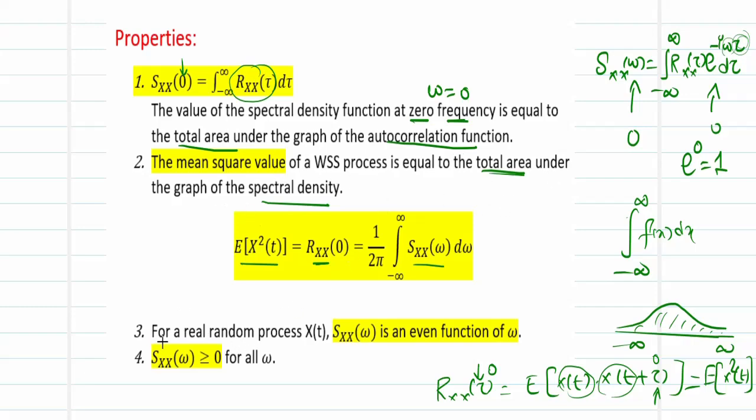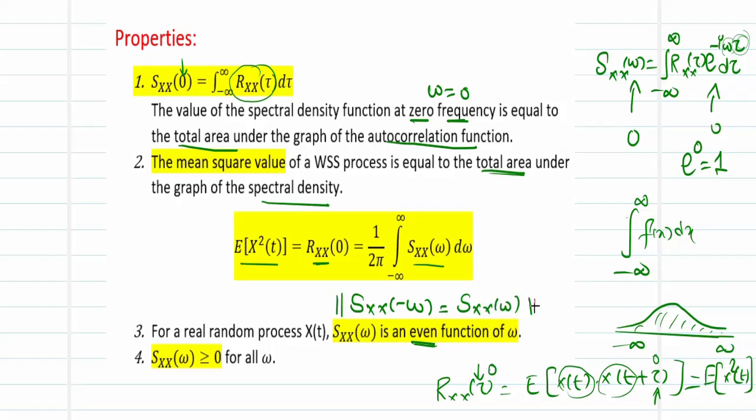Property number 3 says, for a real random process x of t, the power spectral density function is going to be an even function of omega. What does that mean? Even function of omega means whenever I replace omega with minus omega, I get the same as Sxx of omega.